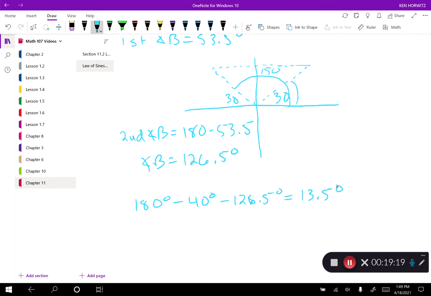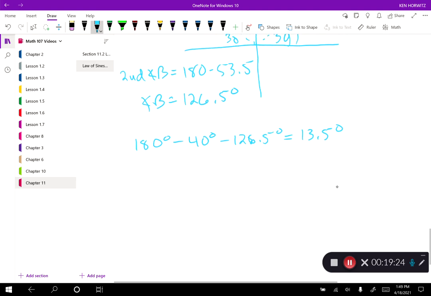So we got our two angles. Now the last thing we need to do is find side C. Side C is going to be different, obviously, if our angles are different. So I got C over sine of 13.5 equals 12 over sine 40. So why don't you guys pause the video, get me side C, round to the tenths, and we'll talk about the answer on the back end.